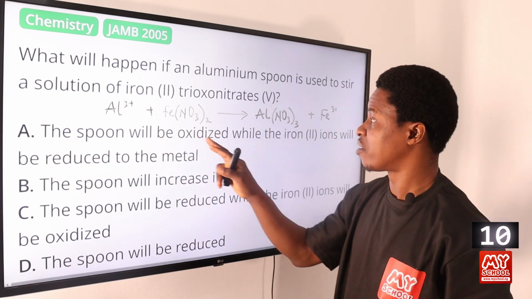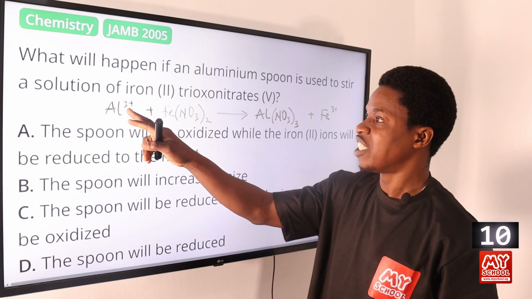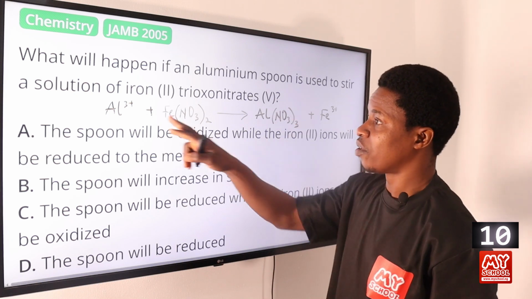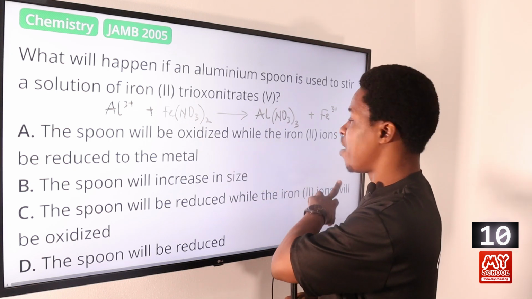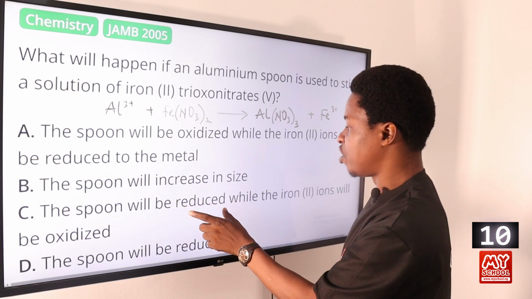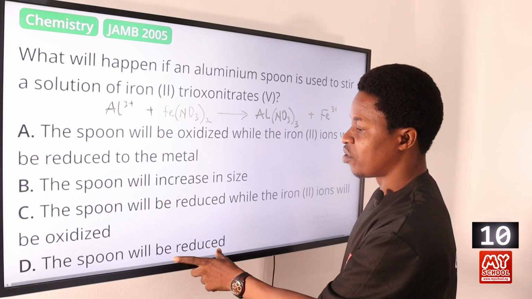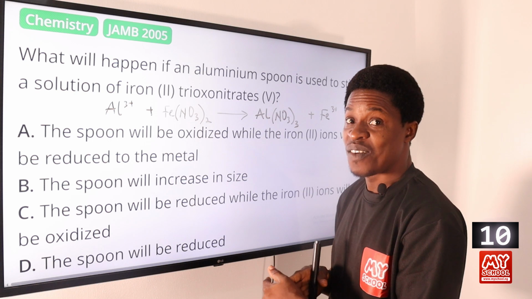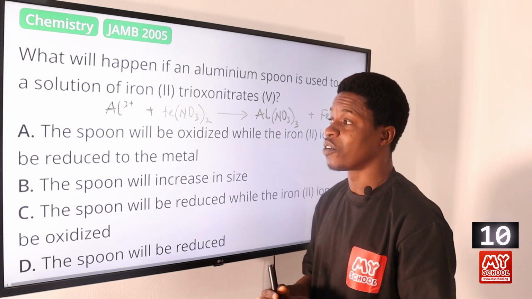So option A says the spoon will be oxidized while the iron 2 ions will be reduced to the metal. Is there oxidation taking place? This is plus 3 here to what? Plus, here we have minus 1 times 3, that will be 0. So we have plus 3 to 0. So there's a reduction here, okay? Option B says the spoon will increase in size. It's not going to increase in size. Option C says the spoon will be reduced while the iron 2 ions will be oxidized. And option D says the spoon will be reduced. The spoon will not be reduced. Okay, so what happens is that what? Oxidation is an increase in oxidation number, while reduction is a decrease in oxidation number.